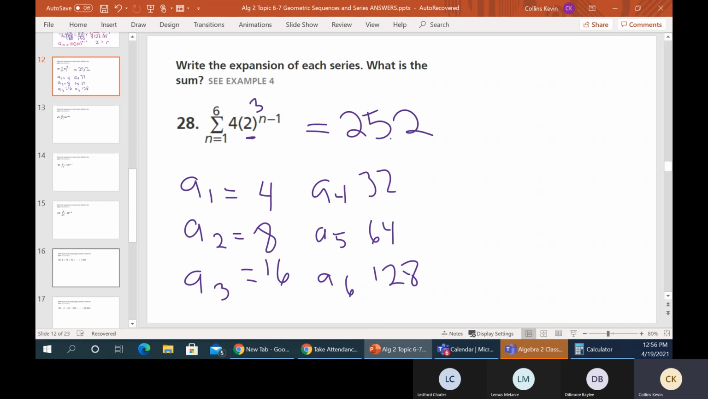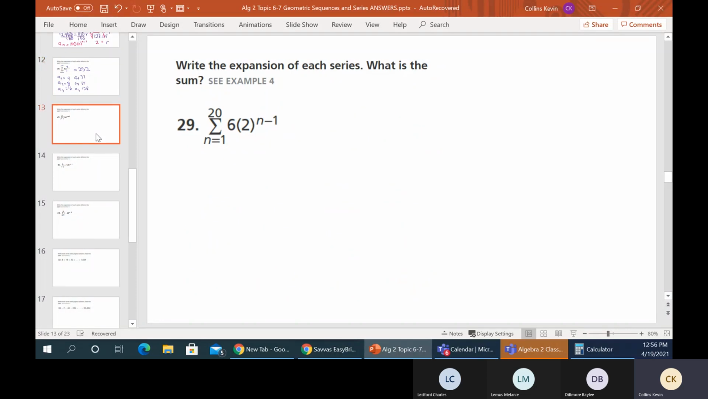Okay, so you see what we did there. So we just kept plugging in a bigger number from 1 to 6, right? And then we added the 6 numbers together. Okay? Any questions on that? All right, so let's go ahead and try another one. This one's going from 1 to 20.